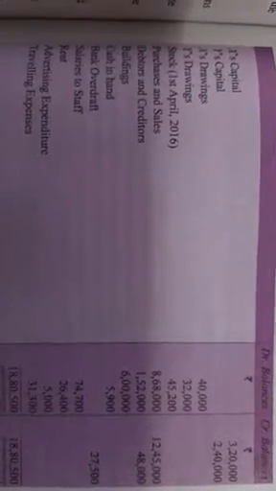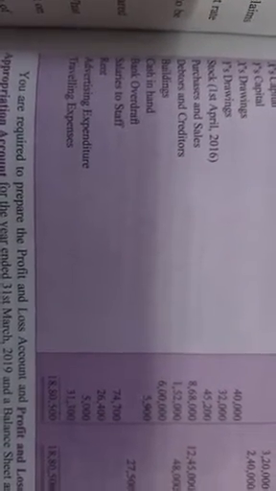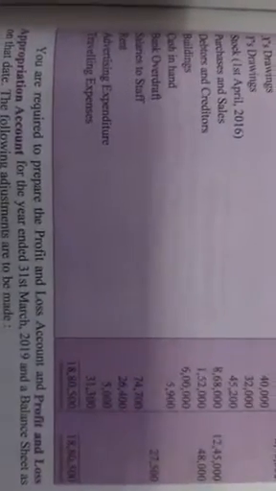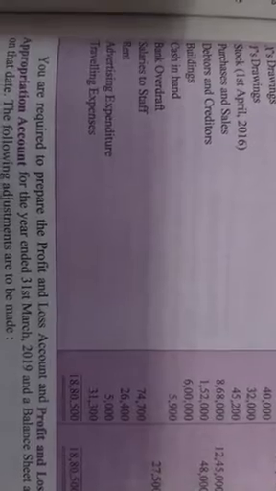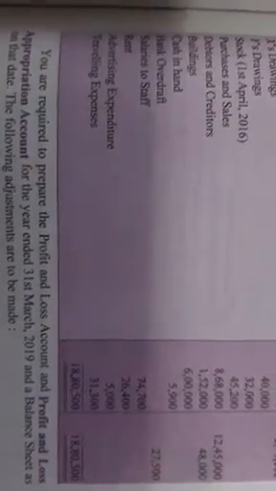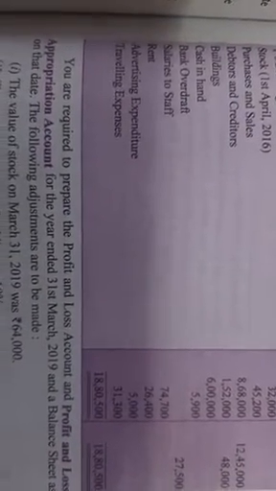Debit balances and credit balances are given. X's capital 3,20,000, Y's capital 2,40,000, X's drawings 40,000, Y's drawings 32,000. Stock as on 1st April 2018 45,200. Purchases and sales are given, 8,68,000 and 12,45,000. Debtors and creditors 1,52,000 and 48,000. Buildings 6 lakh. Cash in hand 5,900.